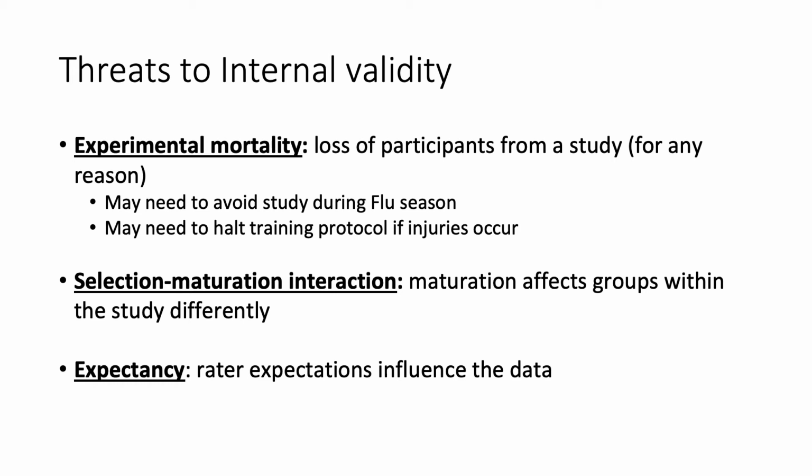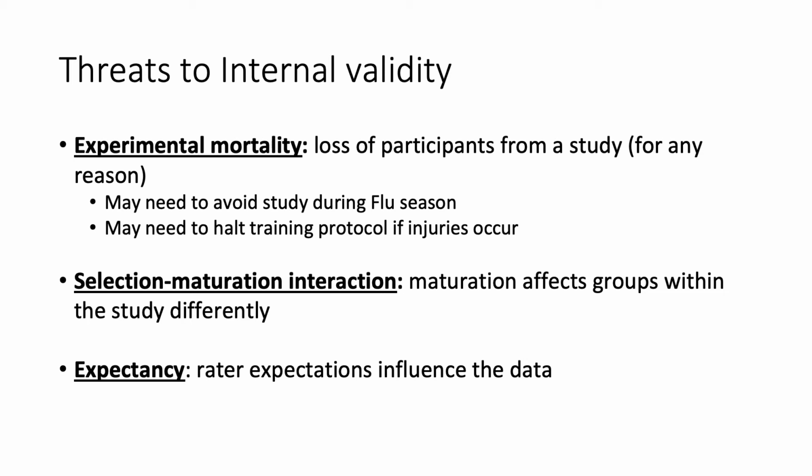Another threat to internal validity is selection-maturation interaction, which is a threat where maturation affects groups within the study differently. So let's say, for example, you want to look at a certain age range of young individuals and a certain age range for the elderly. If you have a study that extends over a length of time, there is the potential that the aging process may affect the elderly group differently compared to the younger group.